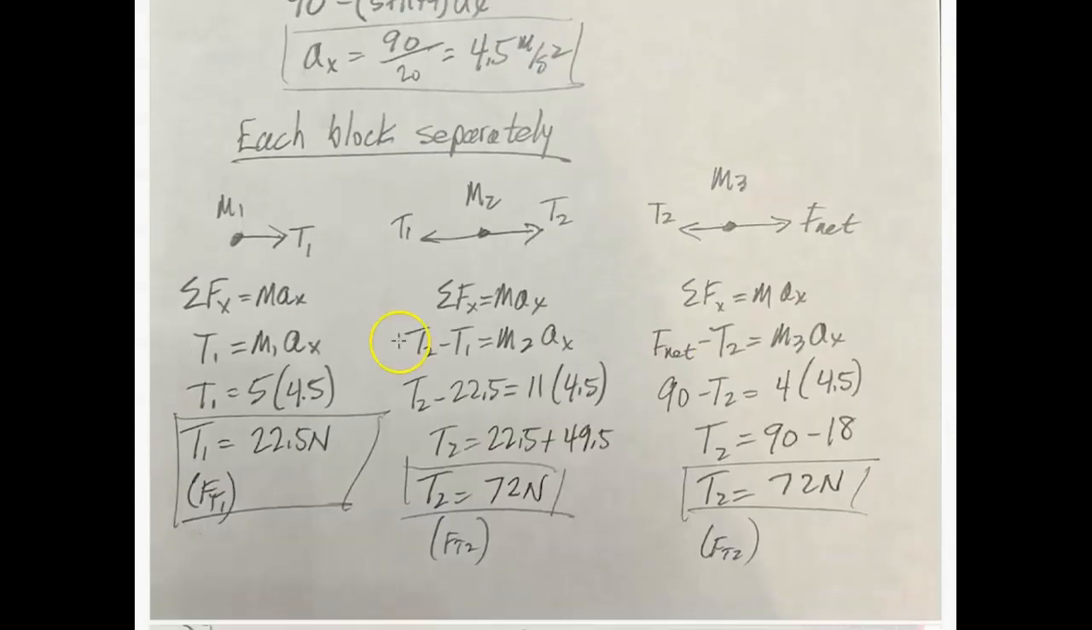So here's the first block. It is only being pulled by tension in string number 1.